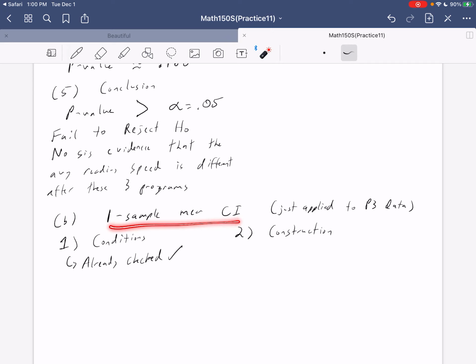What is the formula for a one sample mean confidence interval? Well, it's x bar plus or minus t star s over root n. So what do we need to know? We need to know x bar, s, n, and t star. So remember, this x bar, s, and n are all going to apply to the program 3 data. So let's go find that.